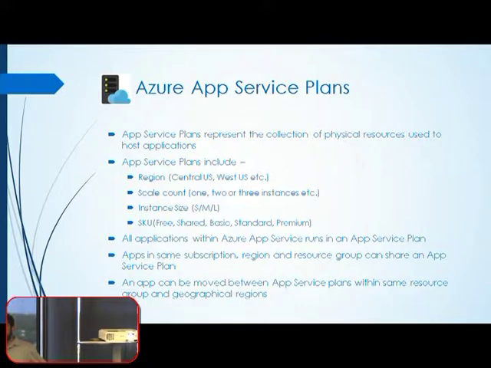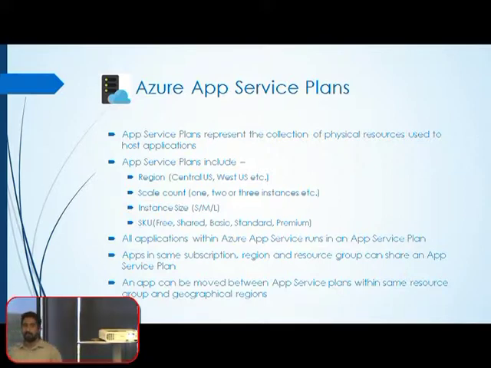So before we jump onto web apps, one critical concept in app service is called app service plans. Whenever we are creating an app service, it should be bound to an app service plan, which includes nothing but region, scale count, like how many instances we want to have for that application, the instance size, whether it should be small, medium, large, and so on, and the SKU, which defines the pricing tier under which the resources are going to fall. So basically, it represents the collection of physical resources that we are going to specify to host our application. All applications within Azure App Service run in an app service plan.